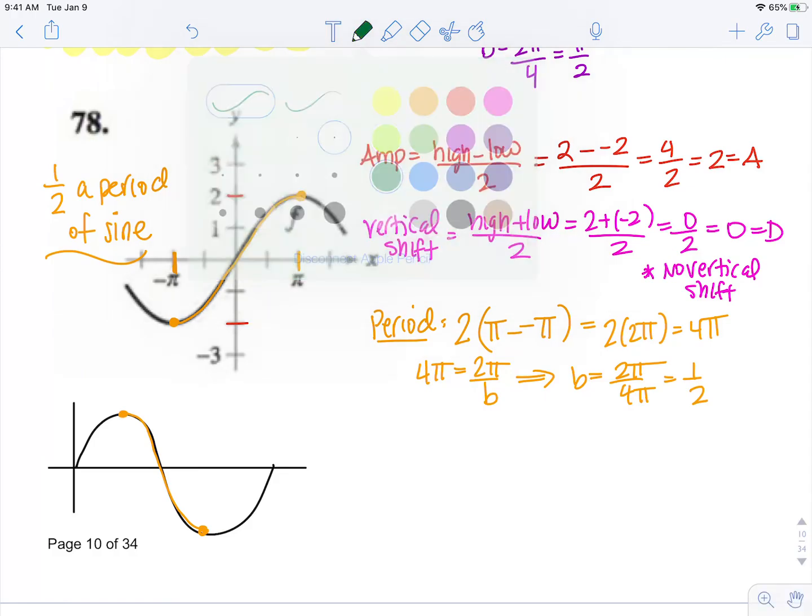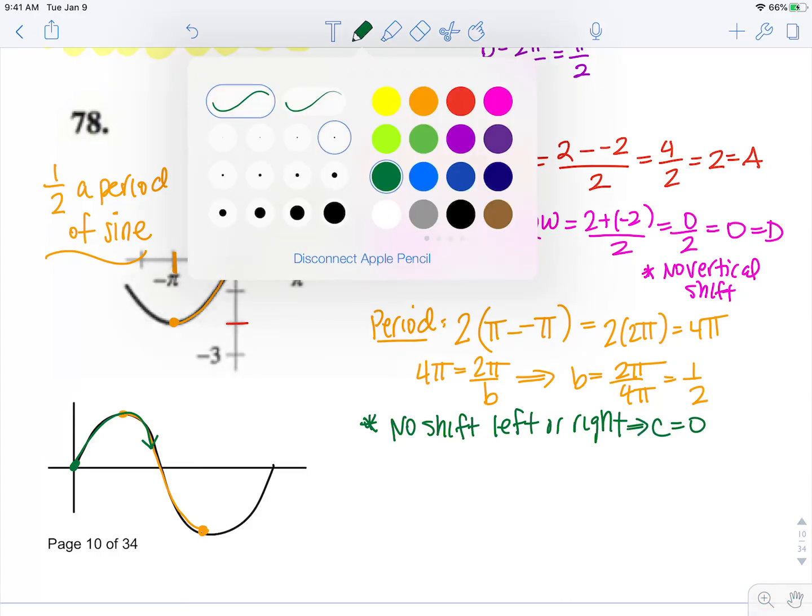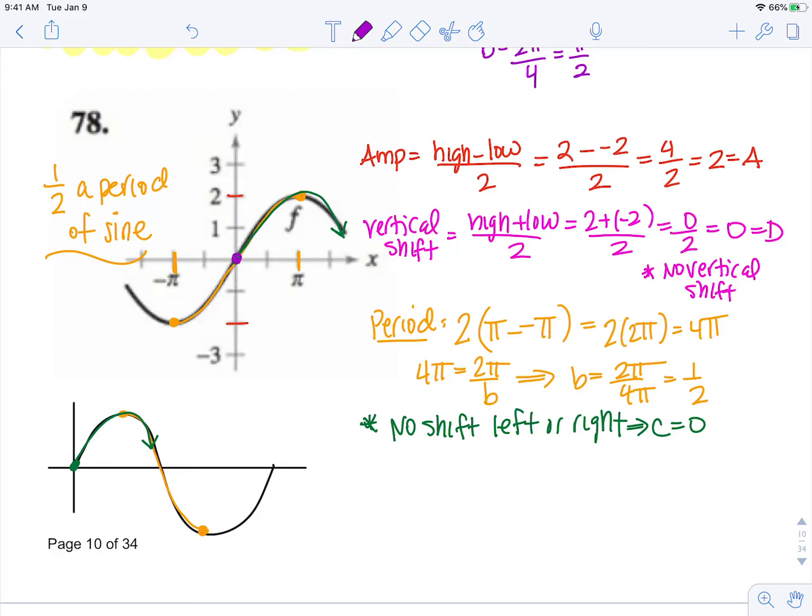So now if I'm looking for my shift left or right, this point right here, if we look at this, is actually the beginning of my sine curve. And that always starts here at 0. So we have no shift left or right. So that'll tell me C equals 0. And also, looking at this same graph, I start at 0 and I go up, same thing as my original parent graph. So there is no reflection.